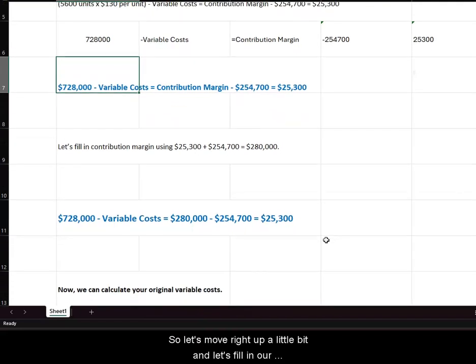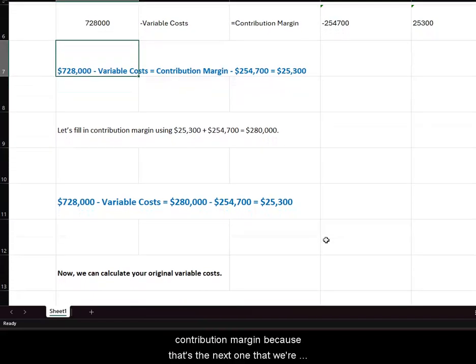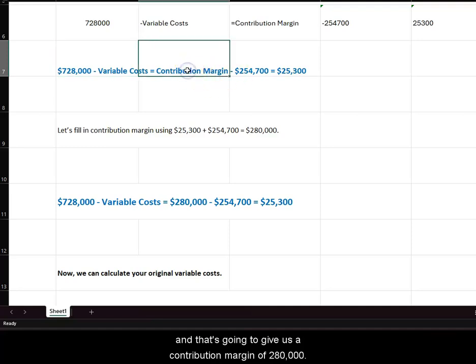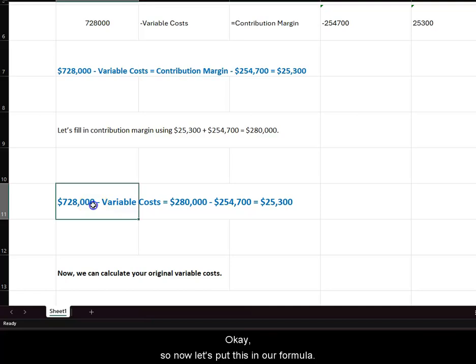So let's move right up a little bit and let's fill in our contribution margin because that's the next one that we're able to fill in. So let's take our 25,300, add our 254,700, and that's going to give us a contribution margin of 280,000. Okay, so now let's put this in our formula. And now we have a formula that looks like this. We have our 728,000 minus variable costs equal $280,000 contribution margin minus 254,700 fixed cost equals our operating income.